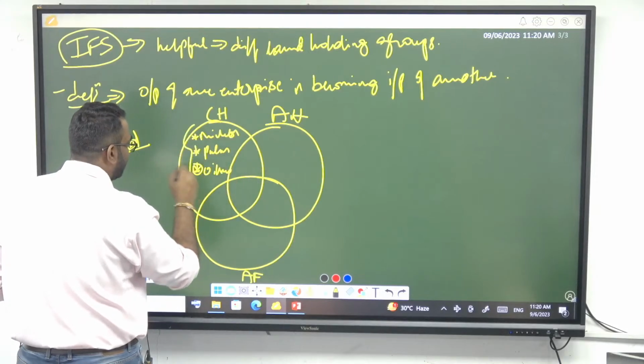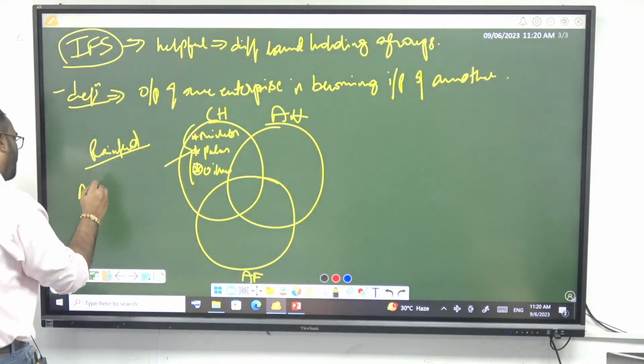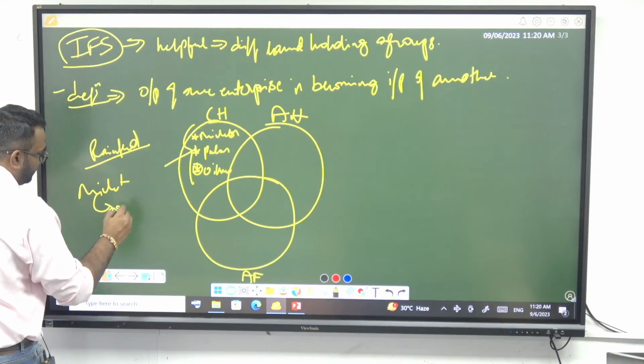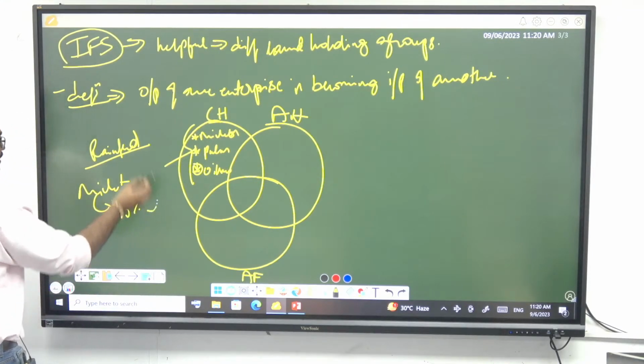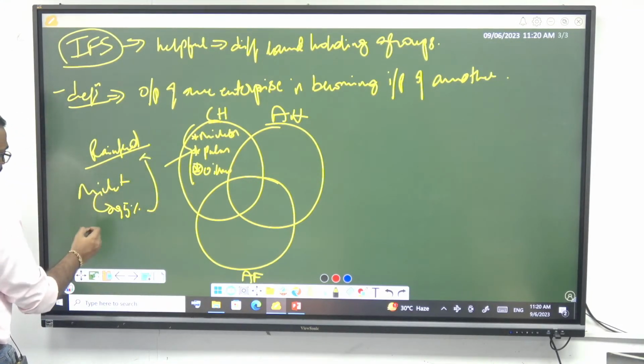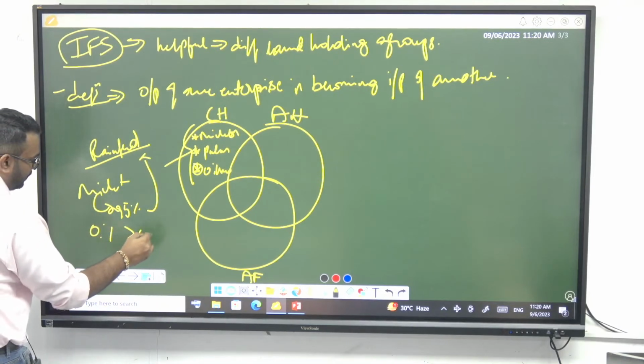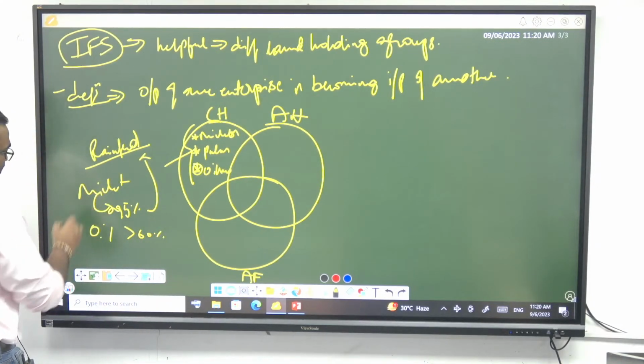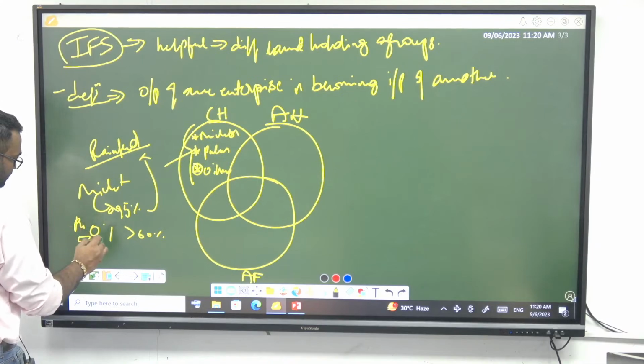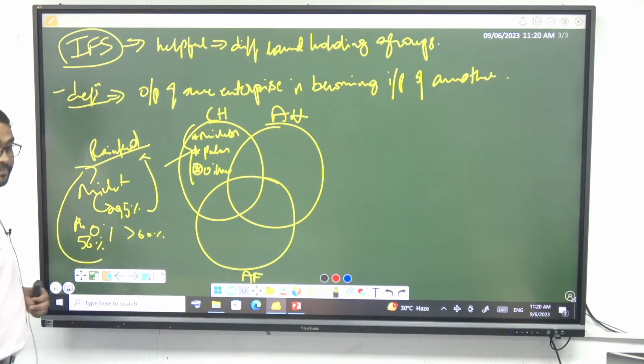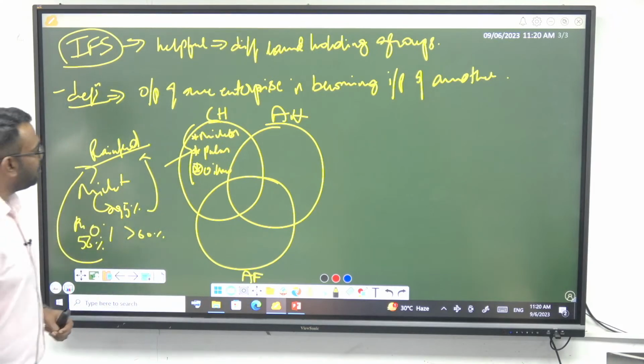In fact, if you take millets, 95% of the cultivation of millets is happening in rain-fed areas only. If you take oil seeds, more than 60% of oil seeds is produced in rain-fed areas only. If you take pulses, more than 50% of pulses is produced in rain-fed areas only. So that's an easy one to remember.